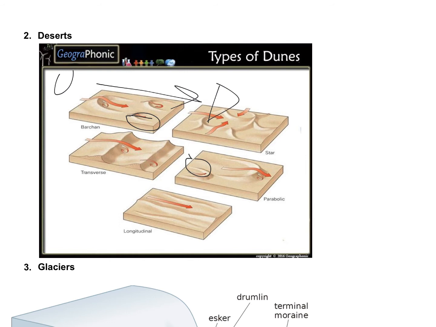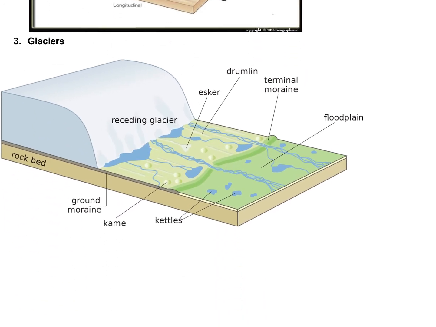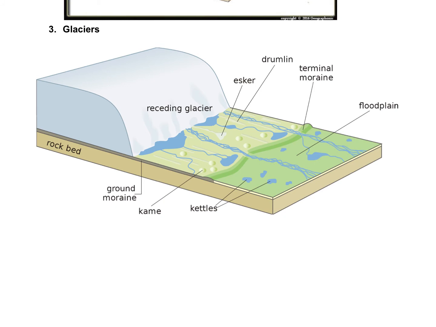Over here, your longitudinal dunes are going to go parallel with the wind, and your transverse dunes are going to be perpendicular. Star is the only one that goes out in all different directions. So again, good diagrams. But let's not forget about our glaciers.